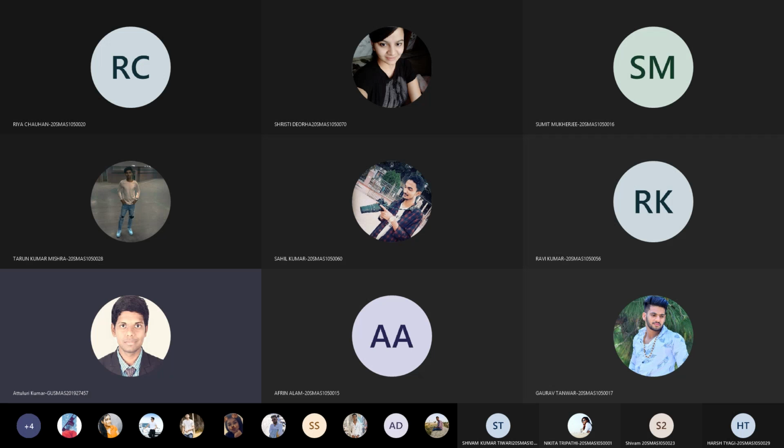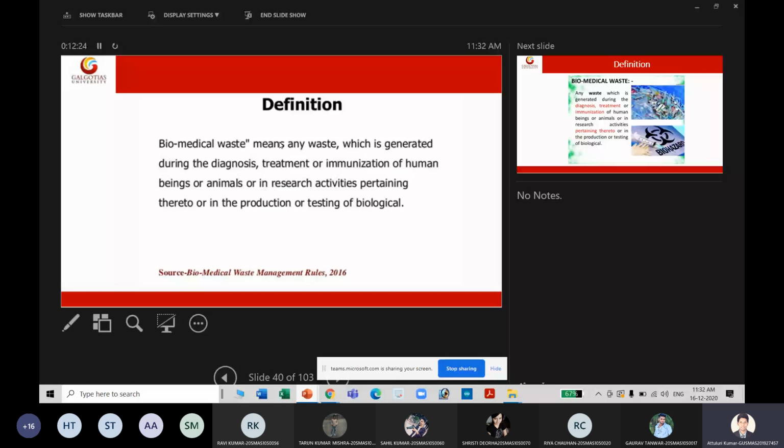It is a waste which can be generated during the diagnosis, treatment, or immunization of human beings or animals, in research activities pertaining to these, or in the production or testing of biological things. So this is the basic definition of biomedical waste.